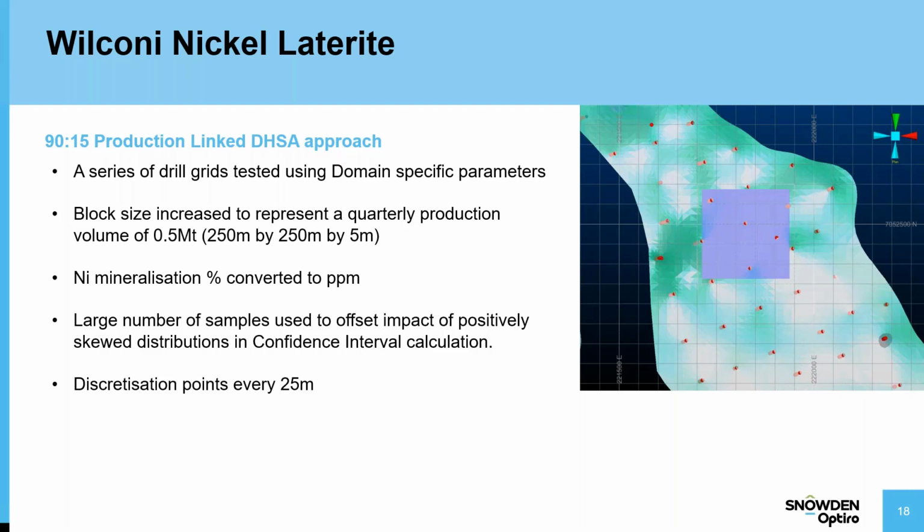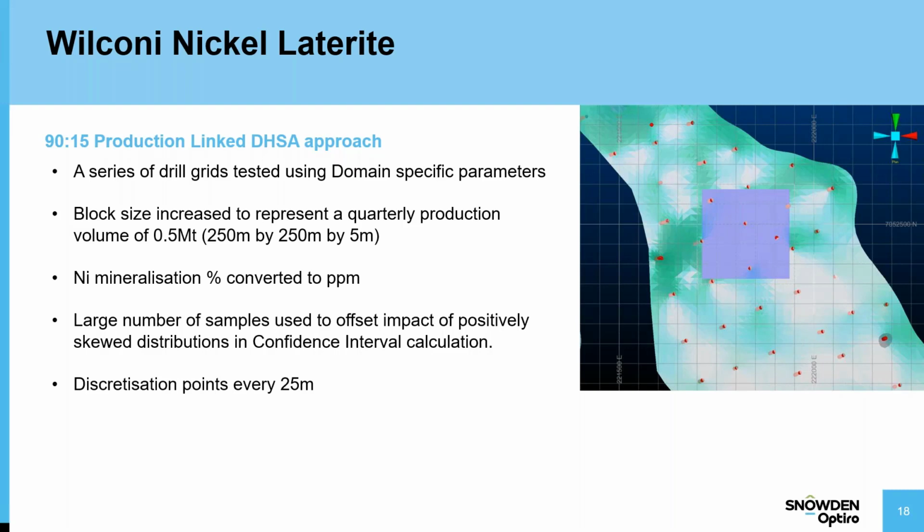So in the 90-15 production linked approach, again, we used the same range of drill grids, but we increased the block size to represent a quarterly production volume. And we took quite a simplistic approach here. It's a really big, fat deposit, so we could just plonk a block in the middle of it. But if you've got a different sized deposit, you may need to have a different shaped polygon, but we could get away with using a big block.